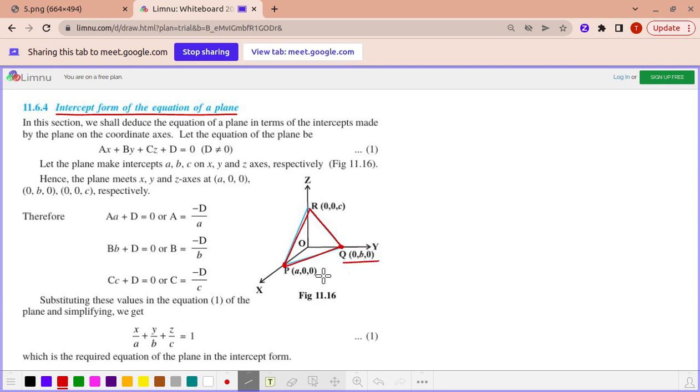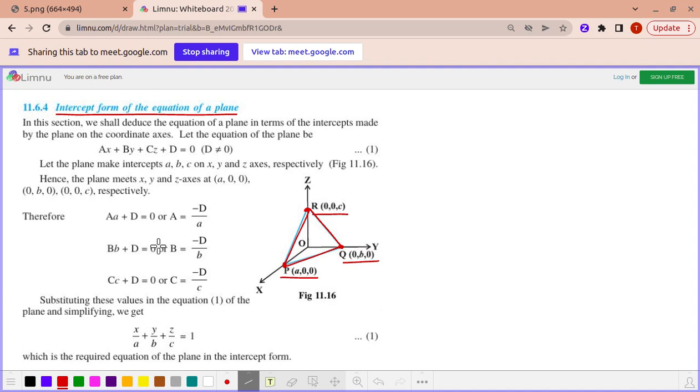By similar logic, the point P has coordinates (a, 0, 0). Why? Because any point on the x axis has y and z coordinates 0. And the point R on the z axis has coordinates (0, 0, c). In the same logic, any point on the z axis has x and y coordinates 0. So these are the three non-collinear points: the first point P (a, 0, 0), second point Q (0, b, 0), and third point R (0, 0, c). Then we are going to find the equation of the plane.